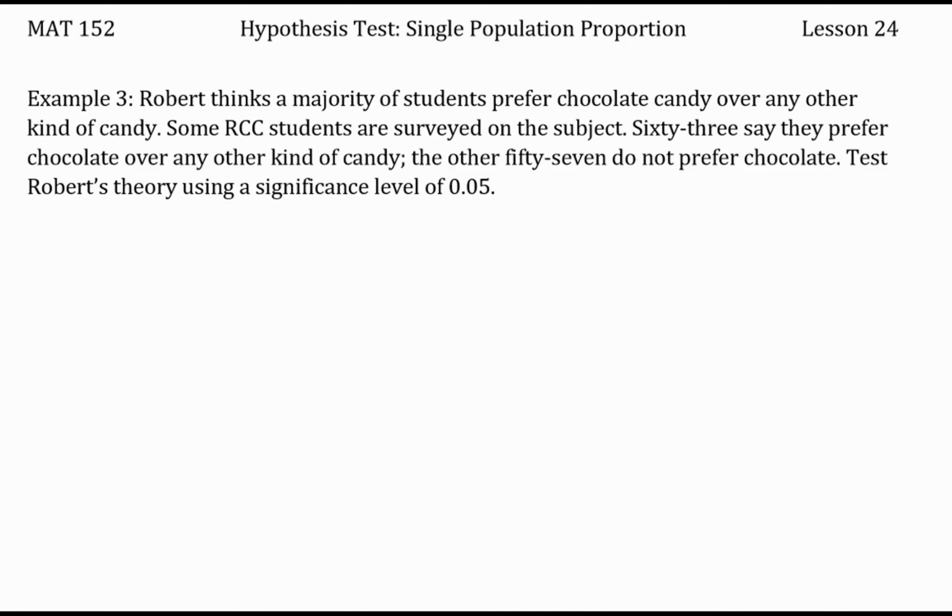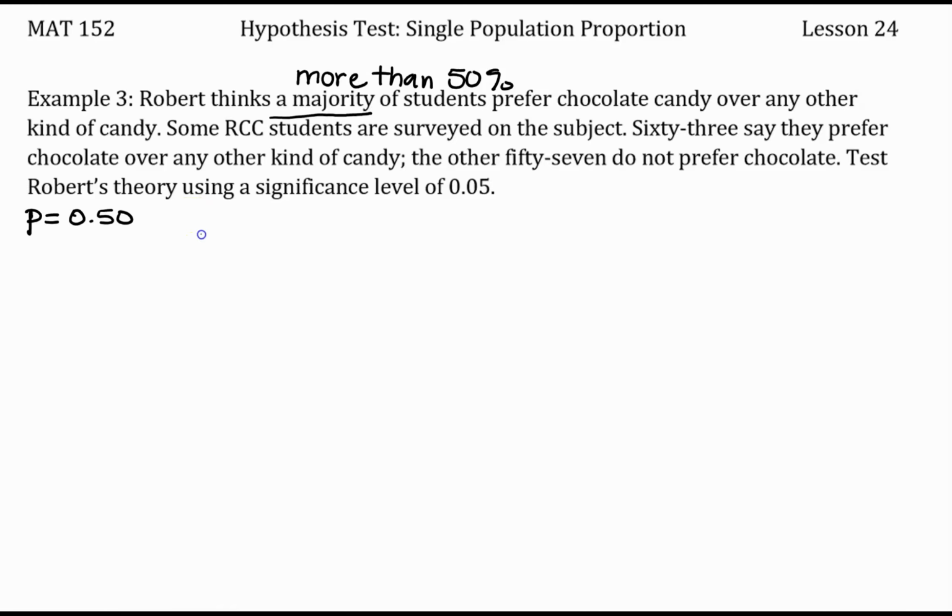Some RCC students are surveyed on this subject, and 63 say that they prefer chocolate, and the other 57 do not prefer chocolate. We want to test Robert's theory using a significance level of 0.05. So in this case, our population proportion is going to be P equals 0.50. And it is 0.5 because Robert thinks it is a majority, and a majority means more than half. And so that will come into our alternative hypothesis. We'll see that pop up again.